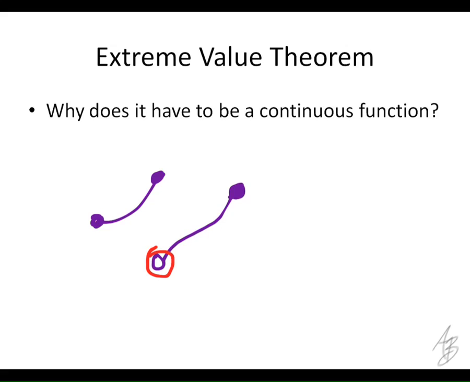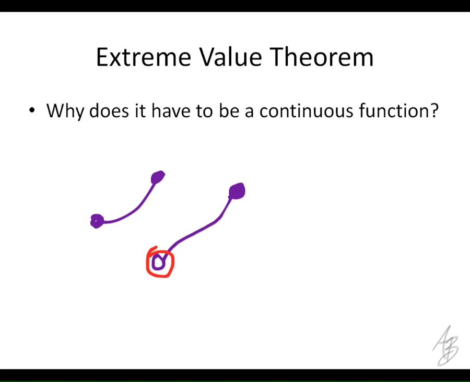So it can't be discontinuous, because you could have all sorts of problems with a discontinuous function. You could have asymptotes involved. You could have stuff like this involved. You could have gaps where we don't have anything defined. So for the extreme value theorem to work, it has to be a continuous function. All right. Any questions about that?